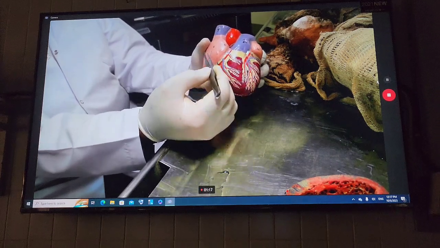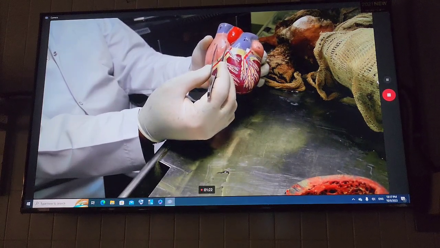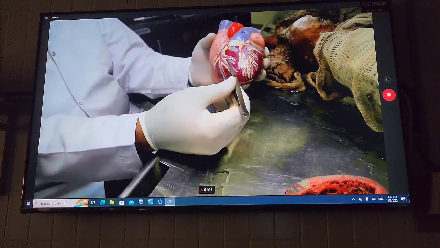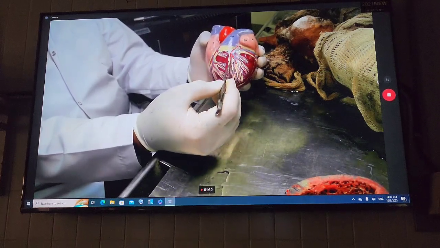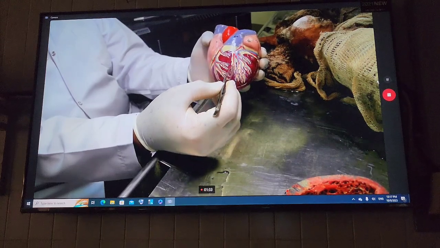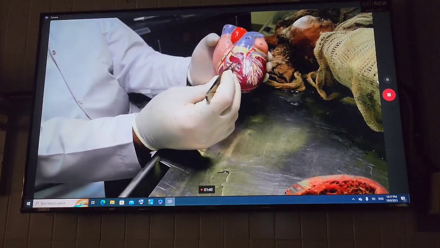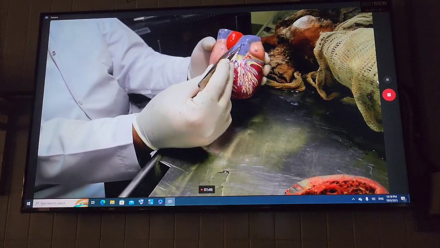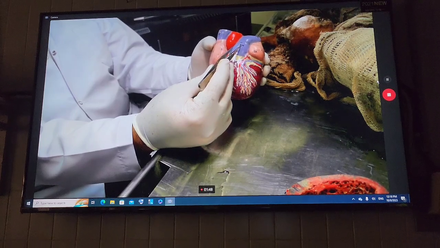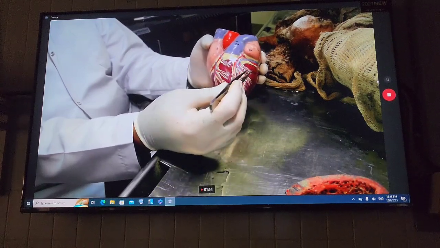It shows the right atrium and the auricle of the right atrium. It shows the right ventricle separated from the left ventricle by the anterior interventricular groove that contains the anterior interventricular vessels and the great cardiac vein. And you can see that the right ventricle ends above by the pulmonary trunk. And on the right side of the pulmonary trunk, this is the ascending aorta projecting from the left ventricle.